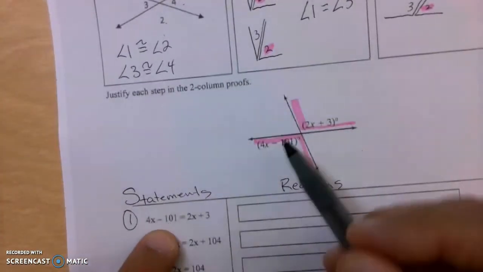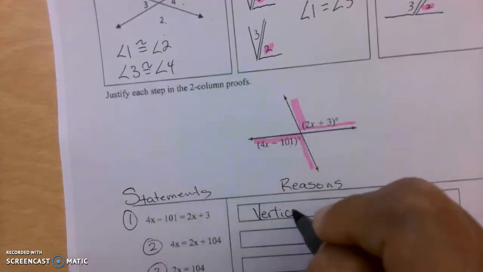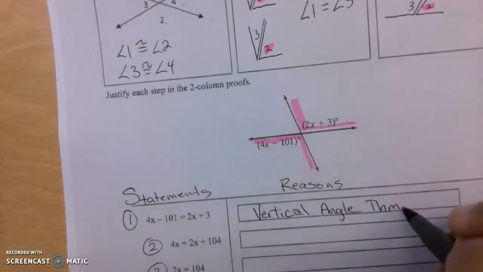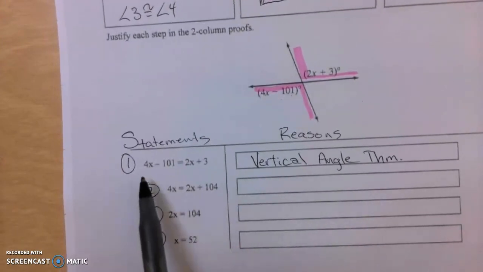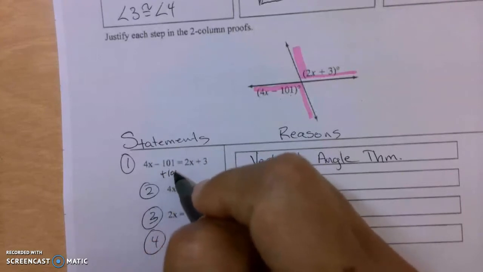So the reason why I can say this pink angle is equal to this pink angle, we're going to go with vertical angle theorem, because those are vertical angles. Okay? And then hopefully the rest of this is pretty easy. Let's look at the calculations here. What happened to the 101? It looked like it got added to the other side.